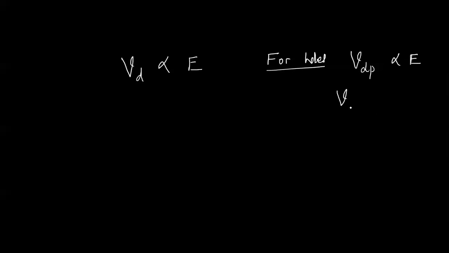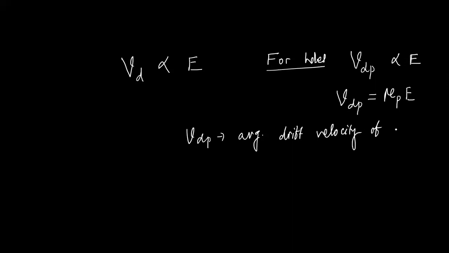So you can write V_dp. If this proportionality has to be substituted with equality, then you can write one proportionality constant, which I write as mu_p, times E. What is this V_dp here? V_dp here is the average drift velocity of holes. And what is this mu_p? Mu_p is the proportionality constant or factor known as mobility. Here we are writing for holes, so we call it hole mobility.